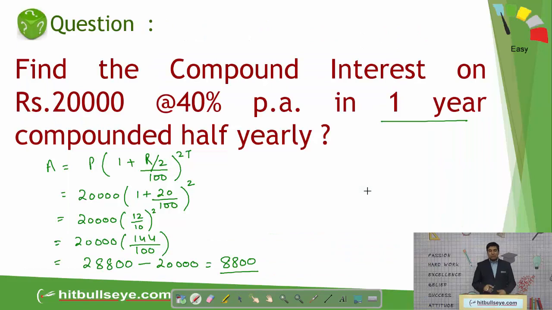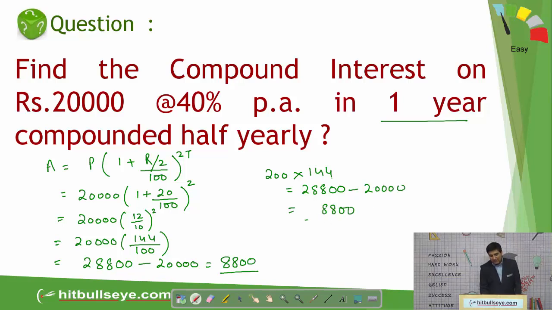So coming back to the question, since our amount is 200 times what we saw in the table, we'll multiply 200 by 144 to get 28800 as the final amount, and again subtracting the principal, we get the same 8800 as the final interest.